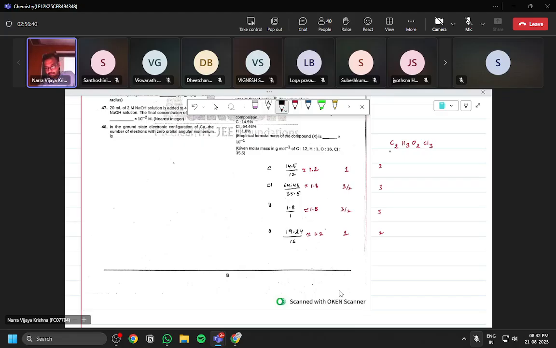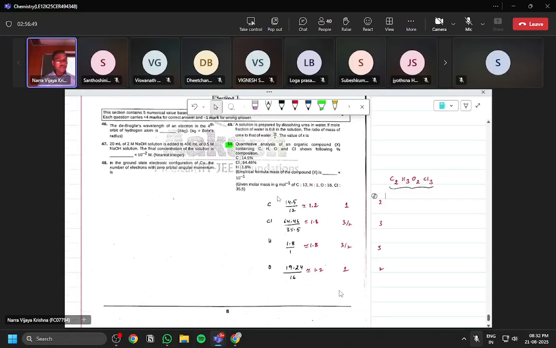Now mass. Oh, they want the empirical formula, na? Correct only. The empirical formula is correct. So 35.5 into 3 is 106.5, plus 32, plus 3, plus 24, gives 165.5. Right? Into 10 power minus 1 means 1655 into 10 power minus 1.